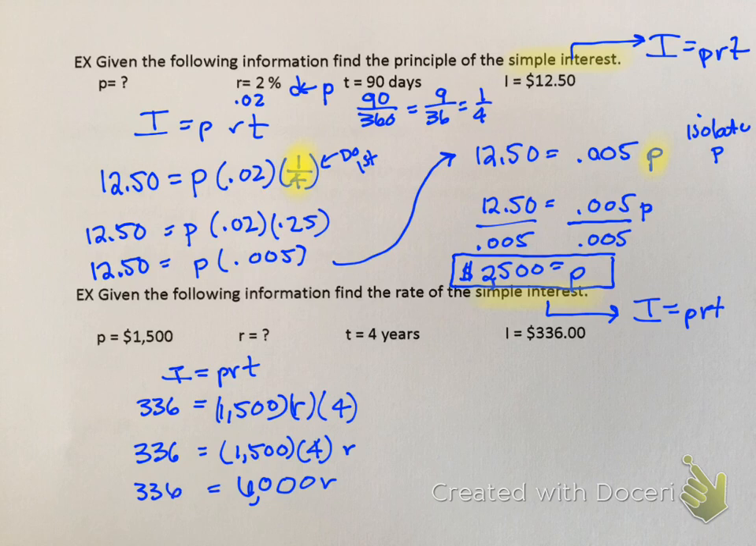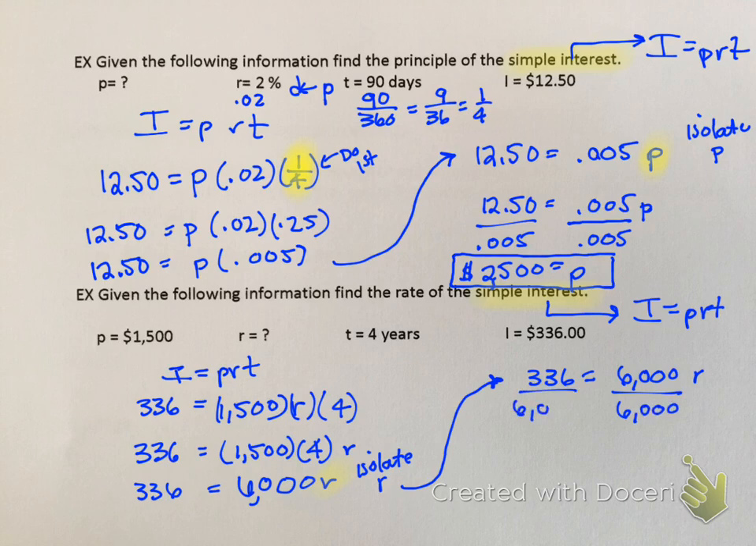And now I just have to isolate R. Currently the problem says 336 equals 6,000 R. So 6,000 is multiplied by R. To get R by itself, I have to divide off the 6,000. So I get 336 divided by 6,000, and when I do that in my calculator, I get 0.056. 6,000 over 6,000 is 1, so I'm left with R on this side. But I am not done.